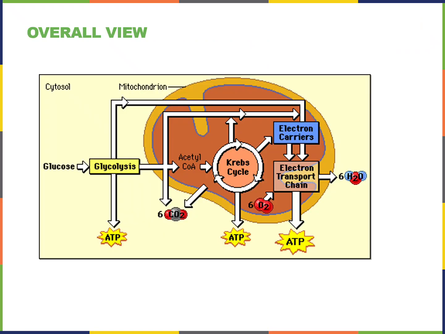Okay. So this is an overall view of the whole process. You get your glucose, this is all in the cytoplasm. You start glycolysis, you make the things that you need to make. That pyruvate turns into acetyl-CoA, starts the citric acid cycle, and will then go into the electron transport chain. I know this says Krebs cycle. Krebs cycle is the same thing as the citric acid cycle.